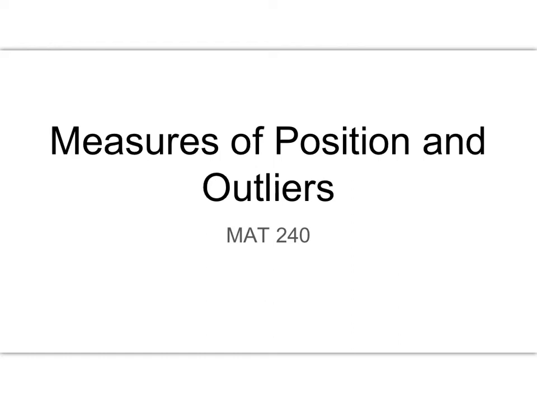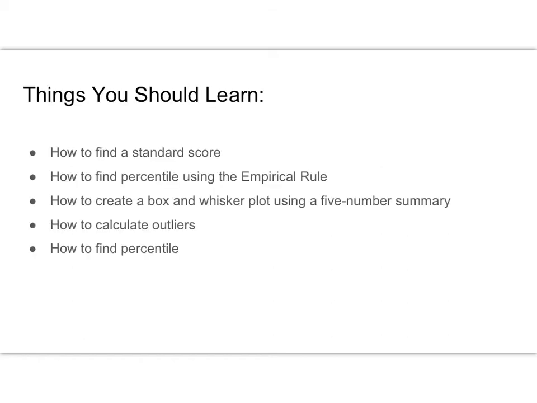Okay, today's topic is going to be the measures of position and outliers. Things you're going to want to learn from this video are how to find a standard score, how to find a percentile using the empirical rule, how to create a box and whisker plot using the 5-number summary, how to calculate outliers, and how to find a percentile.